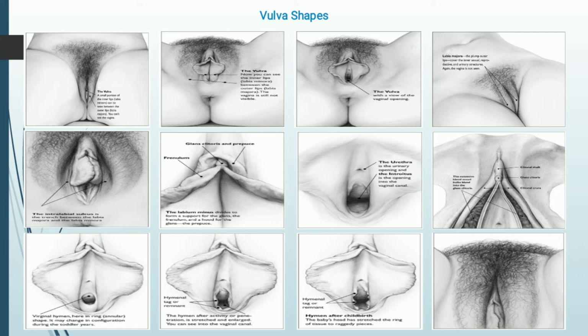In the next picture you can see that this is the vaginal opening, which is partially covered by hymen, and above the vaginal opening there is another structure, that is the urethral opening.